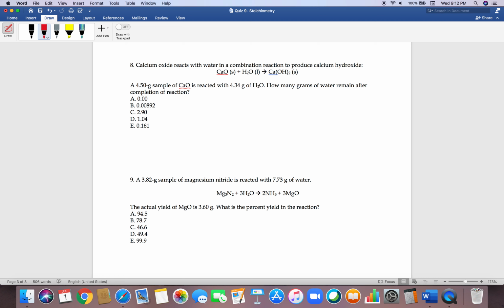So if I'm saying how many grams of water remain after the reaction, I'm basically telling you already that calcium oxide is your limiting reactant and water is your excess reactant. So it saves you a little bit of time. By saving that time, we can just use the mole ratio to find the moles that I make of each compound to find the excess water. And since it's a 1-to-1 ratio here, that's going to be easy.